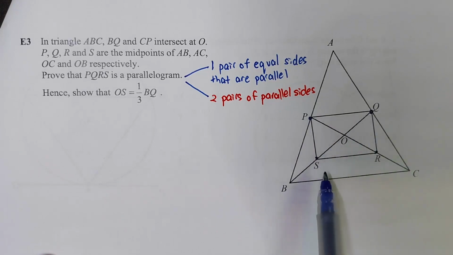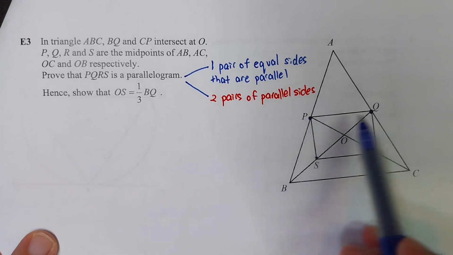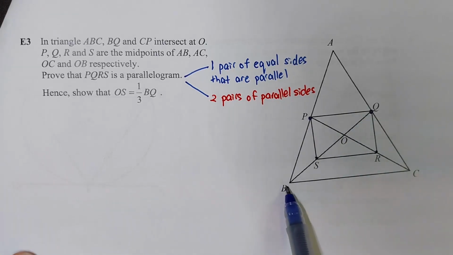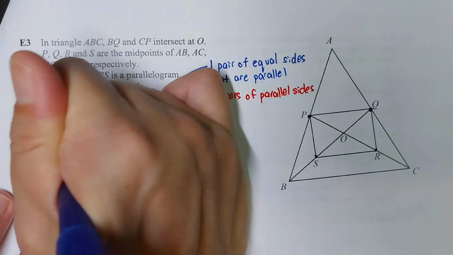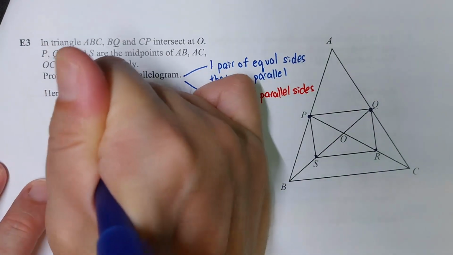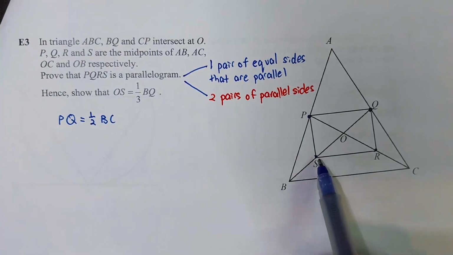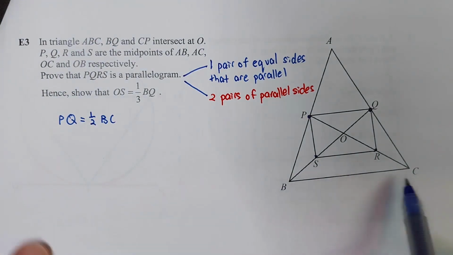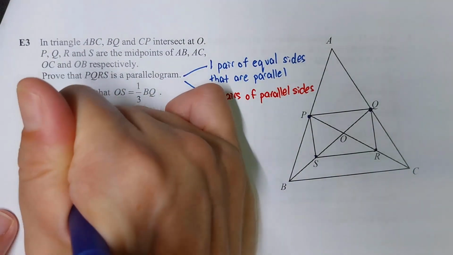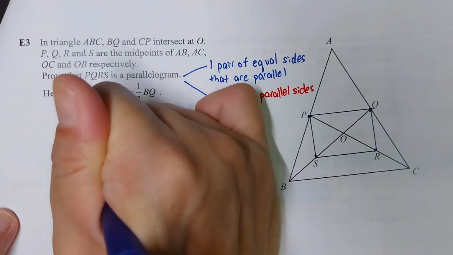Since we know that P, Q, S and R are all midpoints, we will try to see if we can apply the midpoint theorem. So PQ will be half of BC because of the midpoint theorem. Similarly, SR will be half of BC because of the midpoint theorem.